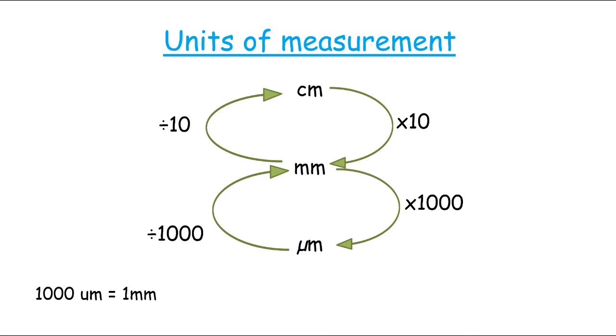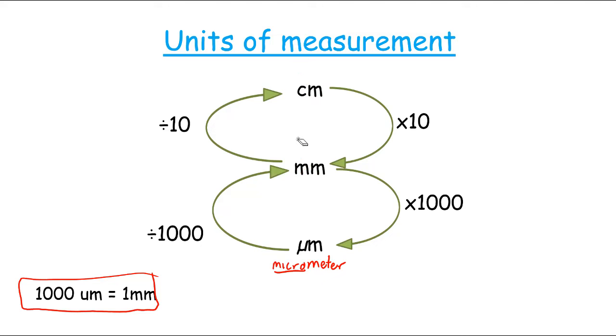Now, measuring cells then. So before we get into measuring cells, it's important to understand the units of measurement that we would use for them. Now, we're not going to use centimeters because they're too big. We rarely use millimeters because again, they're too big. So instead what we use is this little symbol, which is known as micrometers. Now, it's important to remember that there is 1000 micrometers in 1 millimeter.